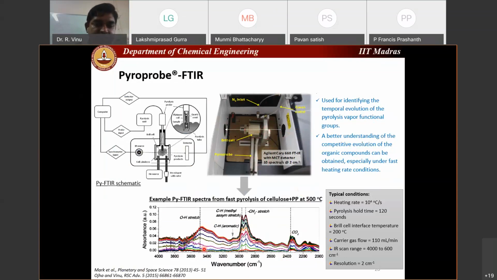Okay, so here you can see an example where the complete FTIR spectrum of the vapor phase products from cellulose and polypropylene are depicted. Each of these curves corresponds to a specific time, which is typically 1 second. It increases from 1 second and then it decreases. I'll show you more data about it. It doesn't really give you the exact identity of the product, but it gives you information about what functional groups are increasing with time and how they are increasing with time. So that's an advantage of PyroProbe FTIR.